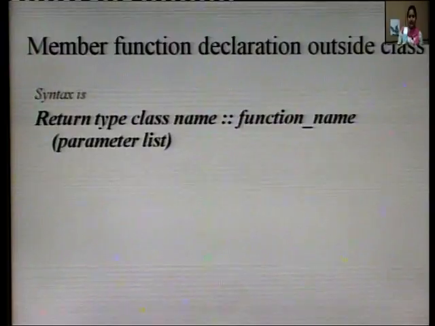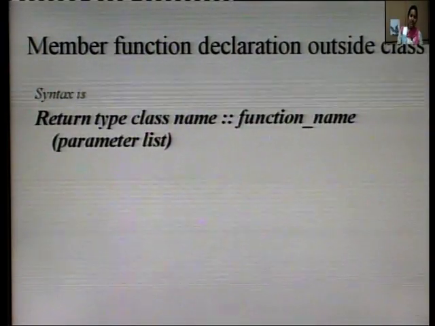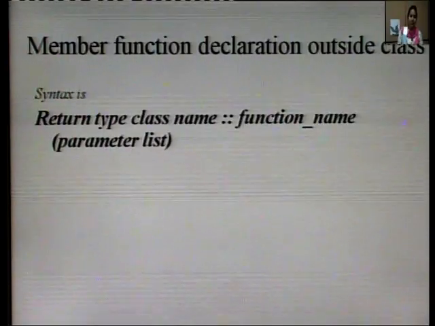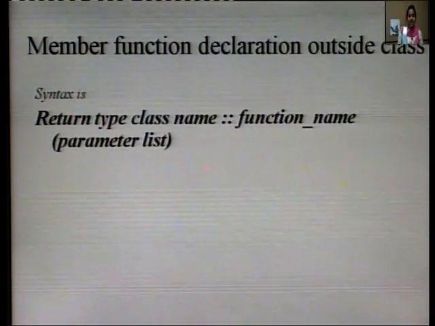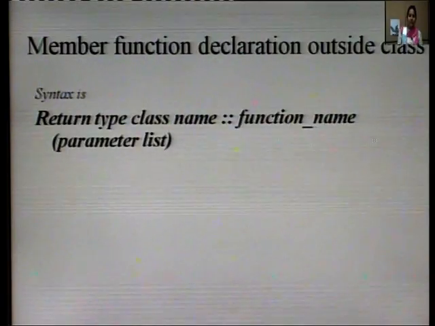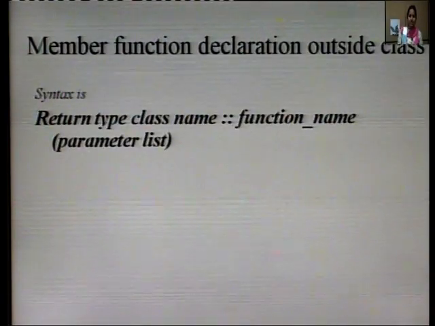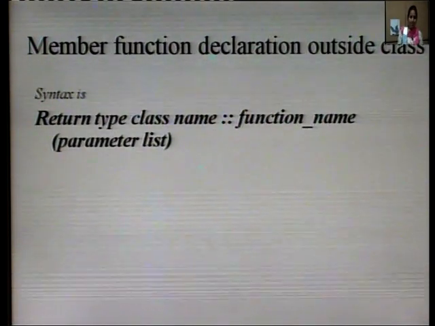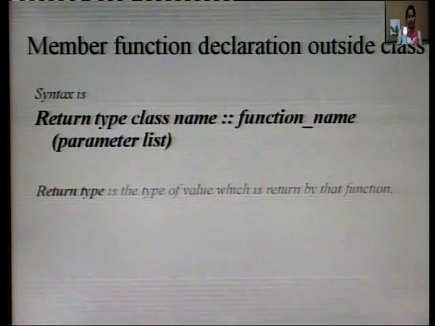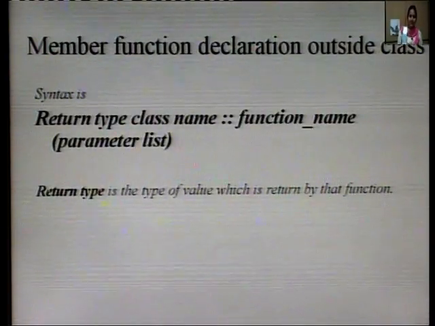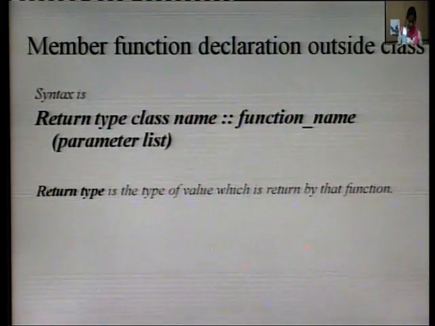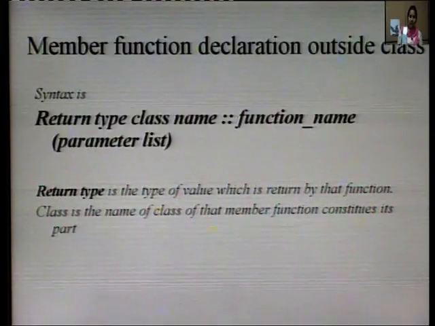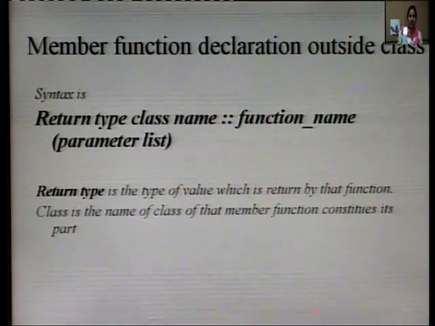Now member function definition outside the class. The syntax is return type. Return type is the function's return type. Whatever value the function is going to return, firstly define that. Then class name. The class name, which class the function refers to, that class name should be specified. Then scope resolution operator and then function name and parameter list. Return type is the type of value which is returned by that function, and class name is the name of the class of which that member function is a part.